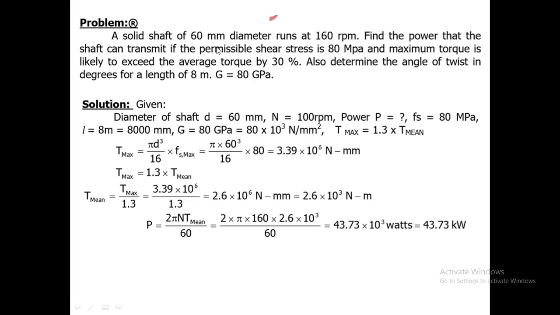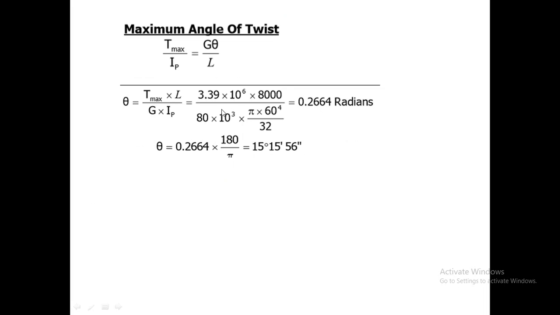We have one more problem here. Let us try to solve this problem. It is based on the same concept. Here you have to find the angle of twist. So we can go to the stiffness part of the equation, and you can get theta in radians, and you have to convert that into degrees by multiplying by 180 by pi.